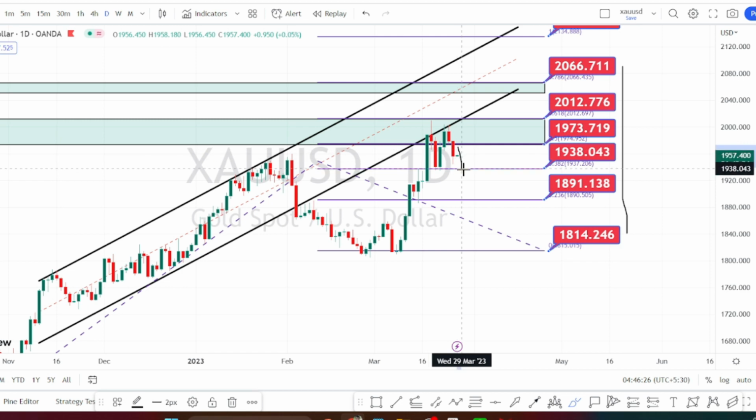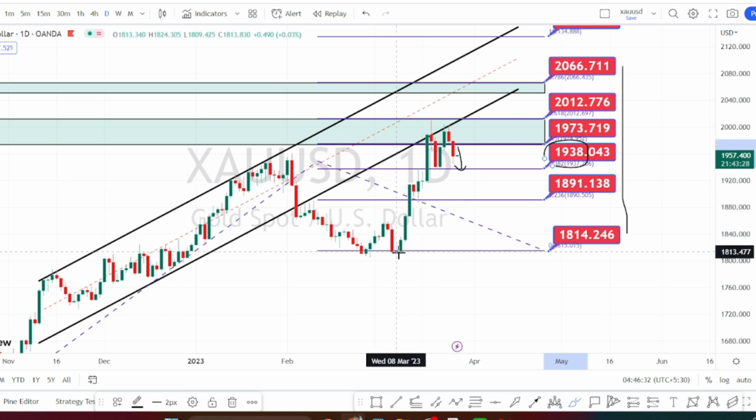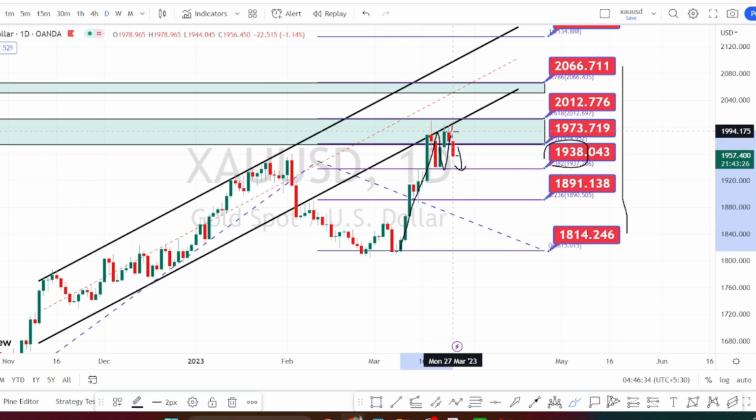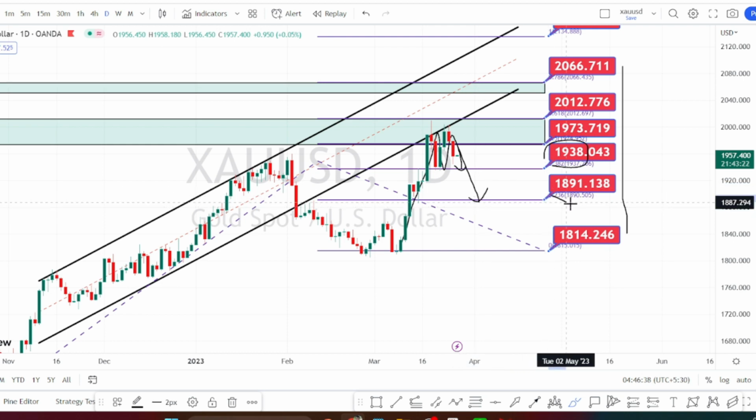If the bearish side retracement continues, the next level of support is going to be around 1938. Once this support level is breached, we can expect the bearish side retracement to start. The next level of support is going to be around 1891, and once this support is breached, the next level of support is going to be around 1814.